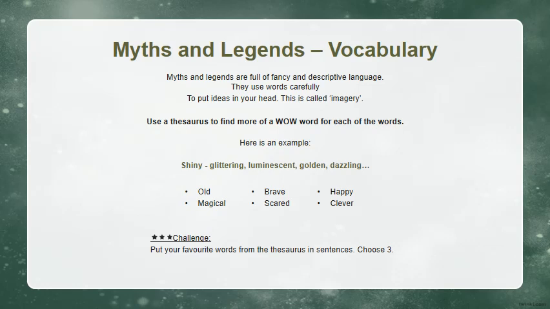After you've written all the different words, the challenge for you is to put your favorite words from the thesaurus in sentences. Choose at least three words to write into sentences.